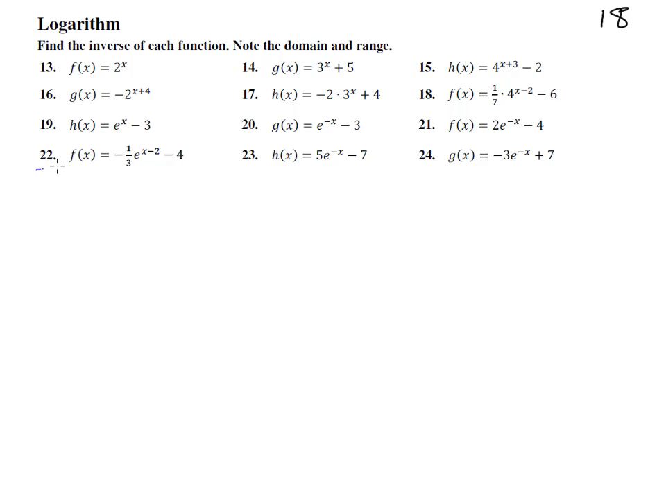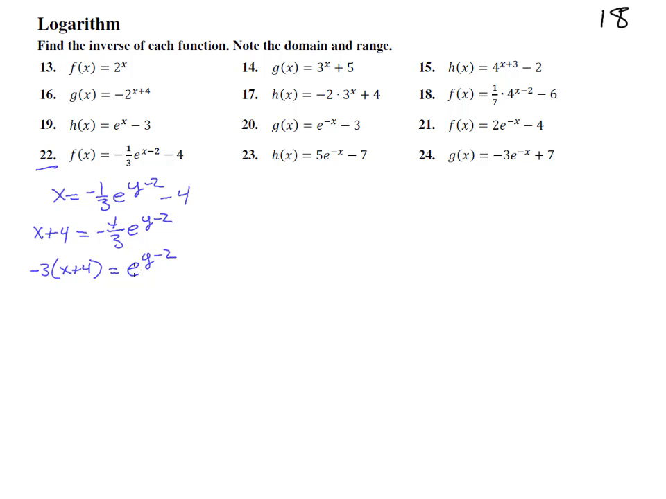Good. Number 22, let's switch the x and the y places. x equals negative 1/3 e to the y minus 2, minus 4. And we can undo this from the outside in. First, we add 4 to both sides. We get x plus 4 equals negative 1/3 e to the y minus 2. Then we times by a negative 3: negative 3 times (x + 4) equals e to the y minus 2.